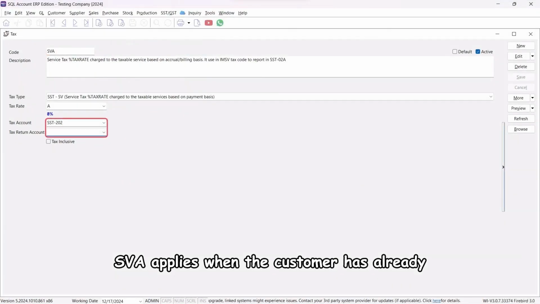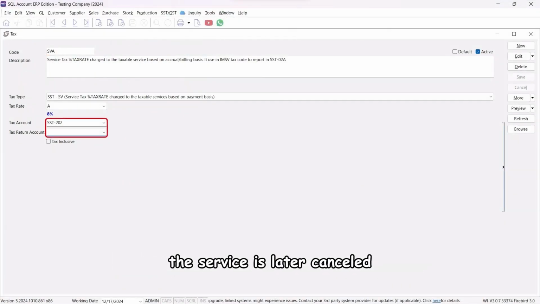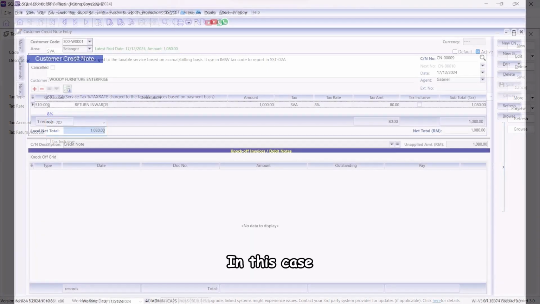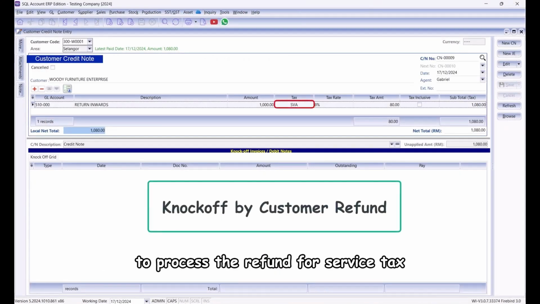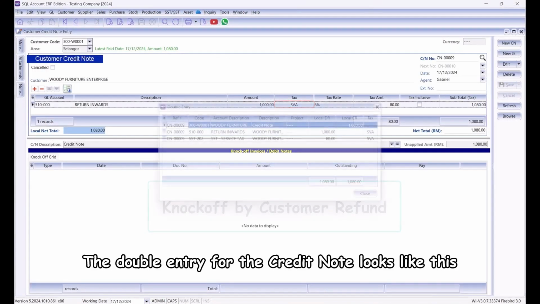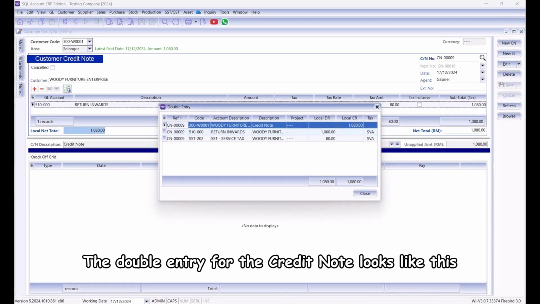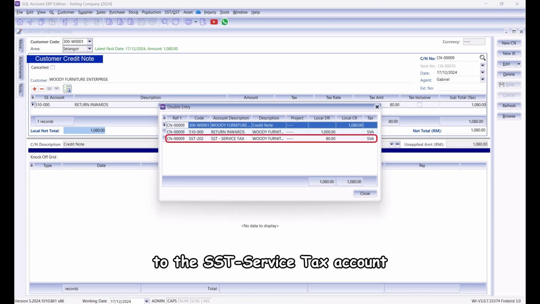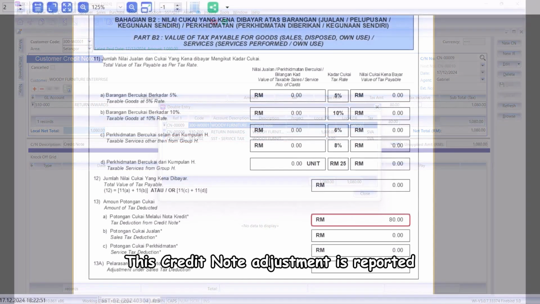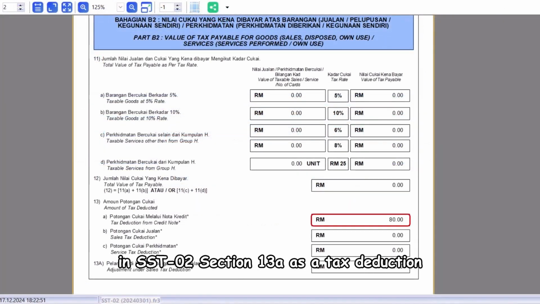SVA applies when the customer has already made payment for the service, it is later cancelled, and the customer requests a refund. In this case, a credit note is issued using the SVA tax code to process a refund of the service tax. The double entry for the credit note looks like this. Selecting the SVA tax code will debit the tax amount to the SST service tax account. This credit note adjustment is reported in SST 02 Section 13A as a tax deduction.